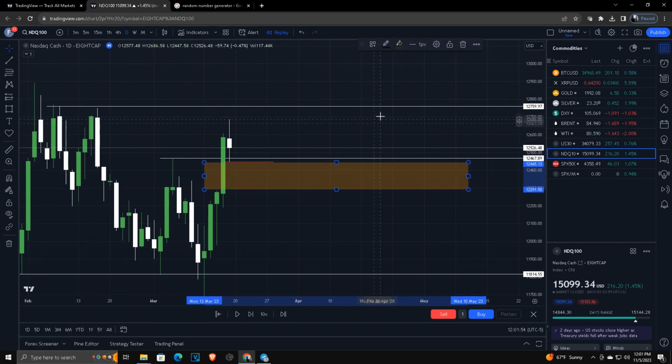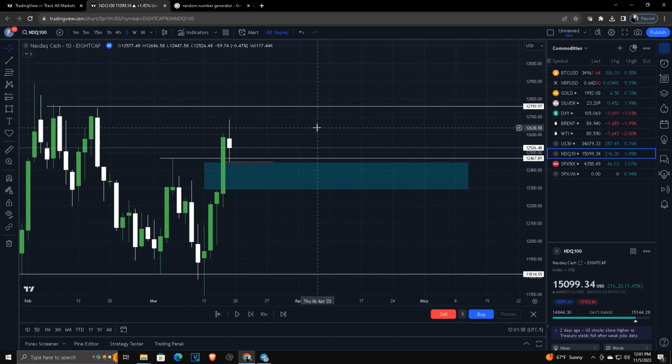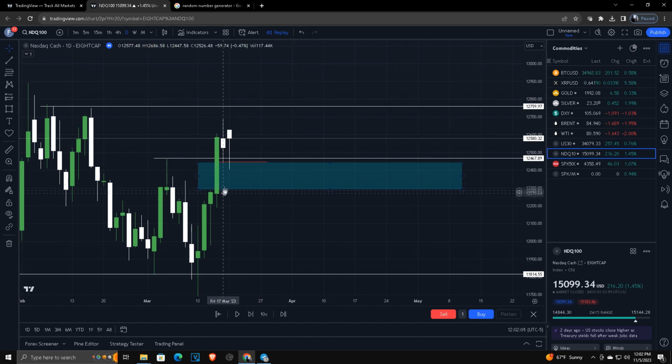Now, this fair value gap is going to want to get filled. It may not get filled right away, but the fair value gap will want to get filled. And let's see what it does. The fair value gap gets filled. Price still can't break the upper or the lower, not close. So right now I don't have much of a bias, but that fair value gap did get hit.